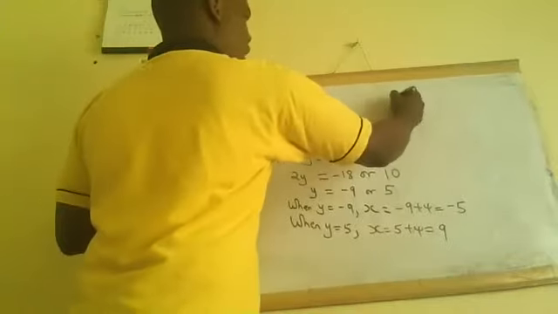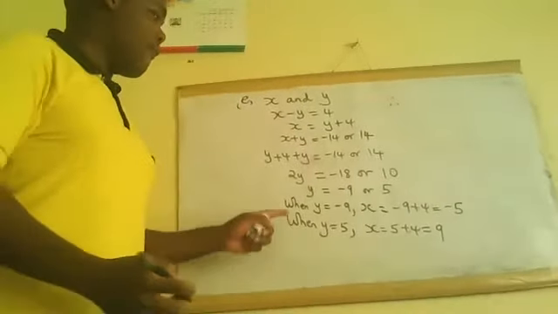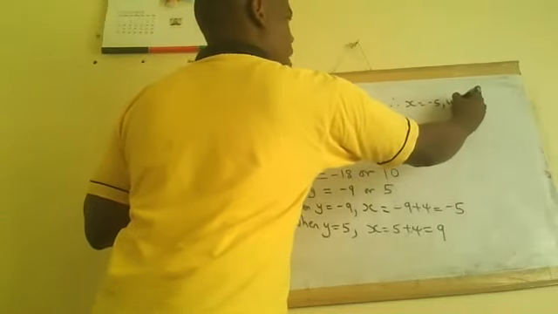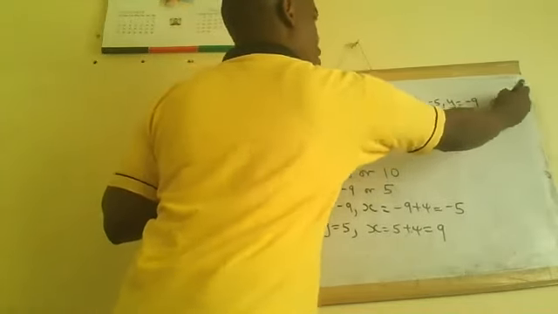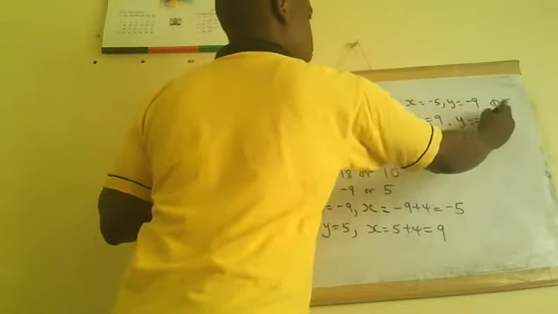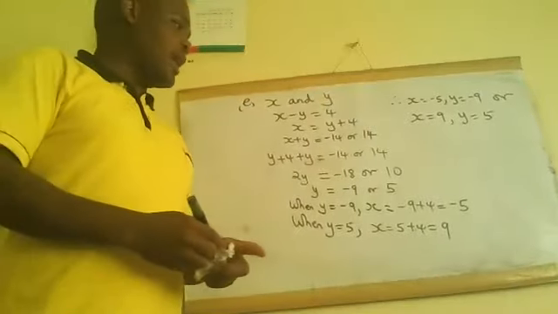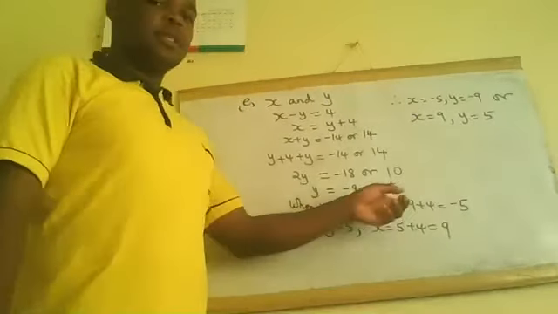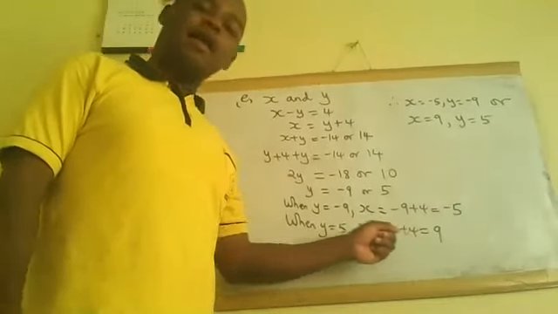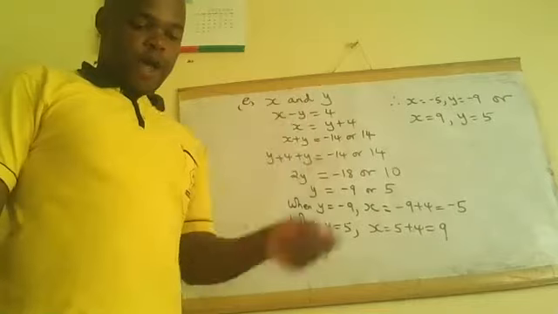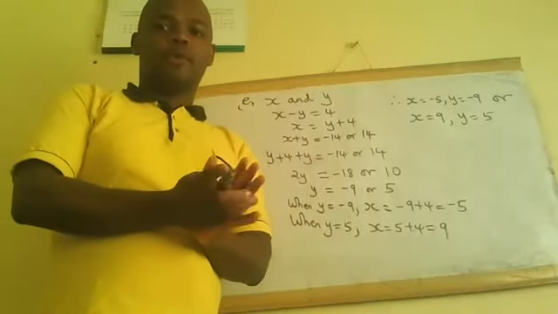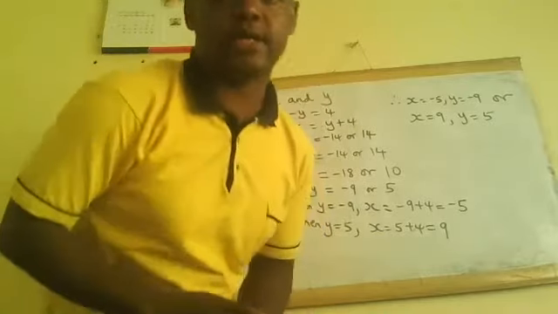And then you say, therefore, x is equal to negative 5, y is equal to negative 9, or x is equal to 9, y is equal to 5. That is how we now write our answer. We'll say, therefore, x is equal to negative 5, y equal to negative 9, or x is equal to 9, y is equal to 5. So the way we do this question is very, very important.